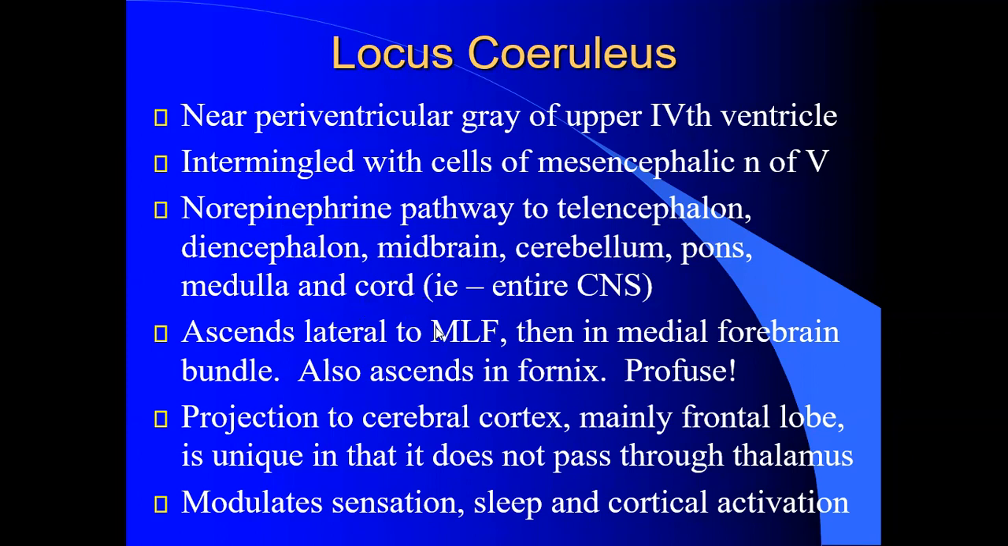The pathway from the locus coeruleus ascends lateral to the MLF, and then will go in the medial forebrain bundle. It also ascends in the fornix. This thing goes everywhere. It's got to get everywhere. It will take any route that it can to get where it's going. Its projection to the cerebral cortex, which is mainly to the frontal lobe, is an interesting one because it doesn't go through the thalamus. That's a little peculiar. Not accessing the interlaminar nuclei of the thalamus to do what it's doing.